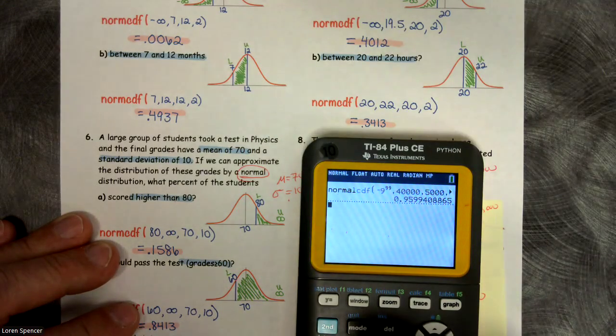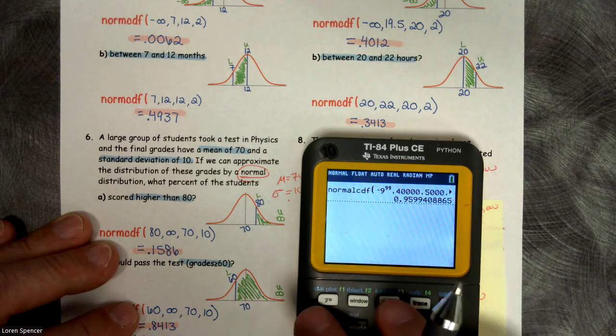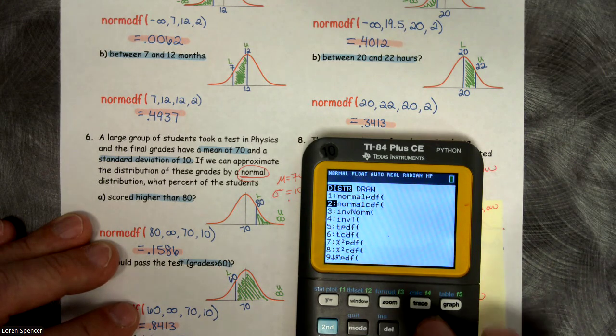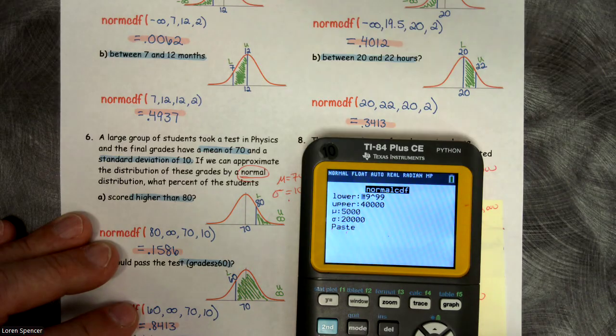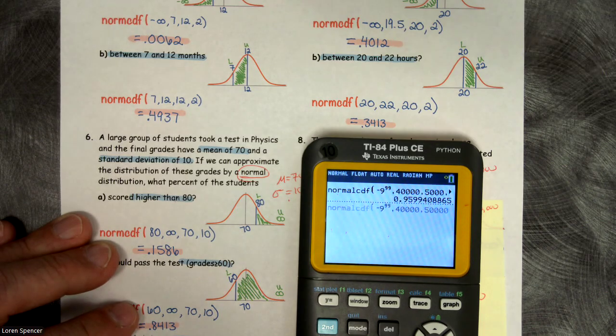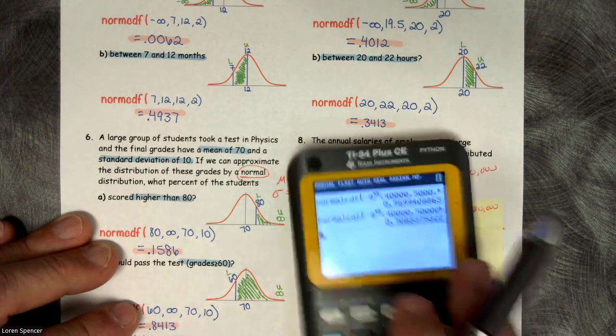I have a typo. Let me go back. Second vars, norm CDF. I typed something in wrong. I typed in 5,000 and I should have typed in 50,000. There we go. 0.3085.